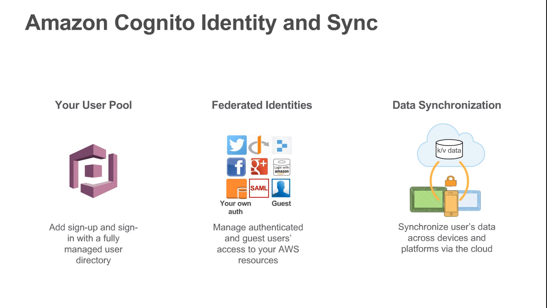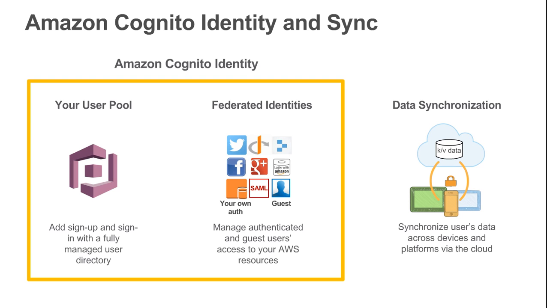So on this slide, I'm going to go just a little bit deeper and be a little bit more specific about the different pieces of Cognito. And on the left-hand side, we've got Cognito Identity, which has really two components that are important to understand. The left is, again, your user pools. This gives you sign up and sign in with a fully managed user directory. And then in the middle there is federated identities. Now, federating identity means that you're authenticating a user through another identity provider.